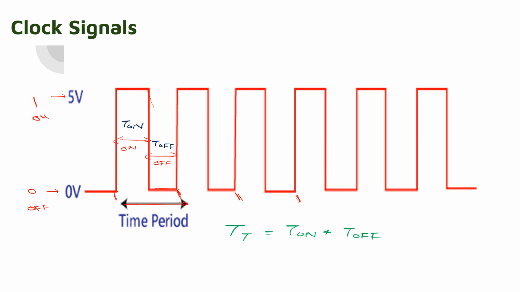So simply it is the nature of a general clock cycle. 0 volts is represented with 0 and 5 volts is represented with 1. In another way, off state, on state, and its total time period equals on time period plus off time period. So next we will go for the triggering of clock signals, the types of triggering of clock signals.